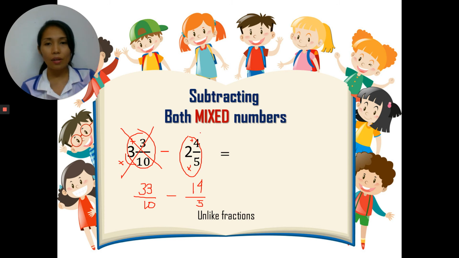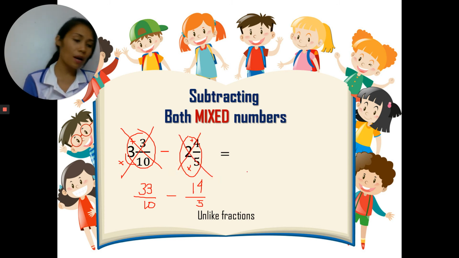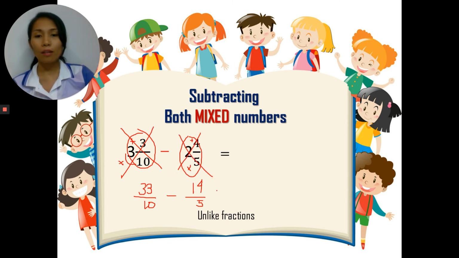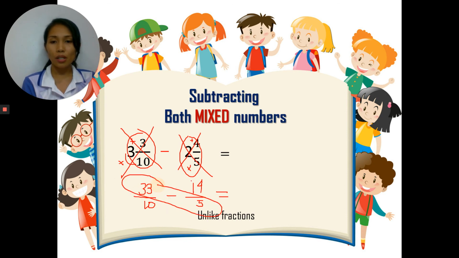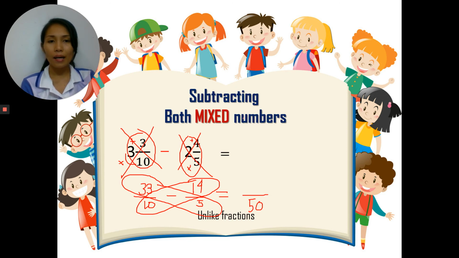Okay. Now that we got our new improper fractions, now let's try subtracting. But you see they are unlike fractions, so we need to do cross multiplication. Alright? So for the denominator, 10 times 5 is 50. Now 33 times 5, just for you to see how we get the answer.